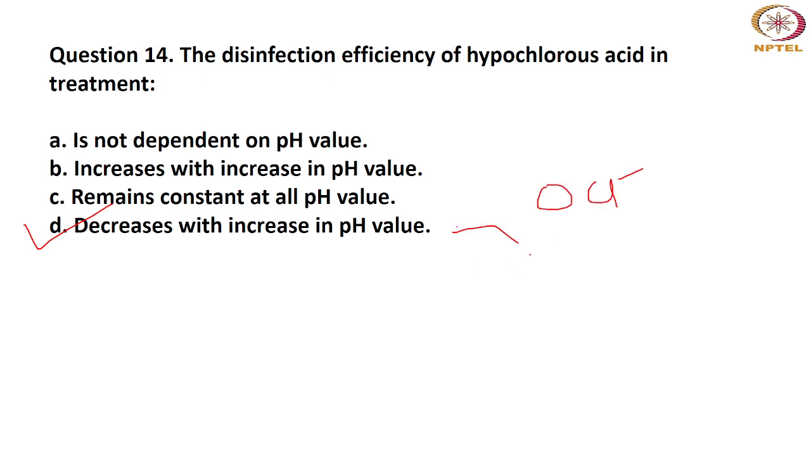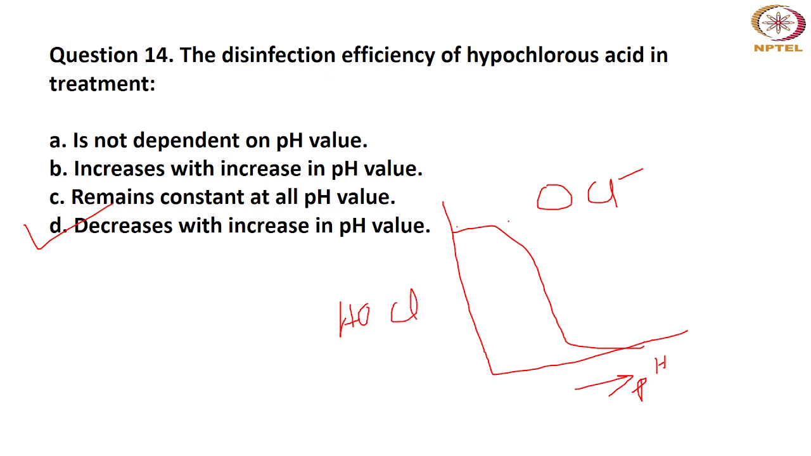So the graph is something like that. Suppose this is my graph, this is my pH. If pH is increasing, then HOCl goes down. This was, suppose, 100% and this is 0%. So as we increase the pH, it is going down.